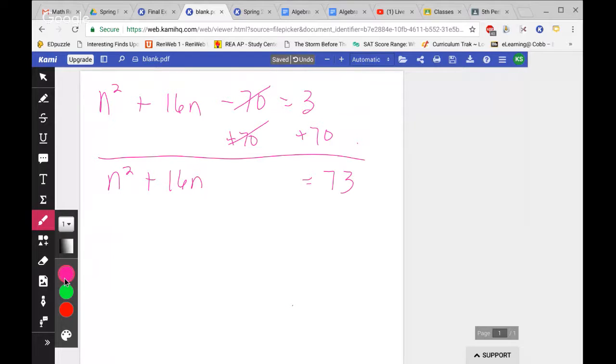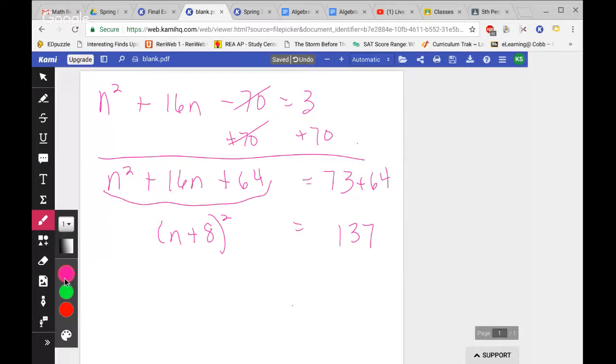Now I have created the space to complete the square where you can half it, square it, add it. So half of 16 is what? 8. And 8 squared is what? 64. So we've halved it, squared it, and added it. So I'm going to add 64 to both sides because whatever you do to one side of an equation, you have to do to the other. But over here, what I've done is created a perfect square binomial. What was half of 16? 8. So now I have that on this side. And over here, I have 137.